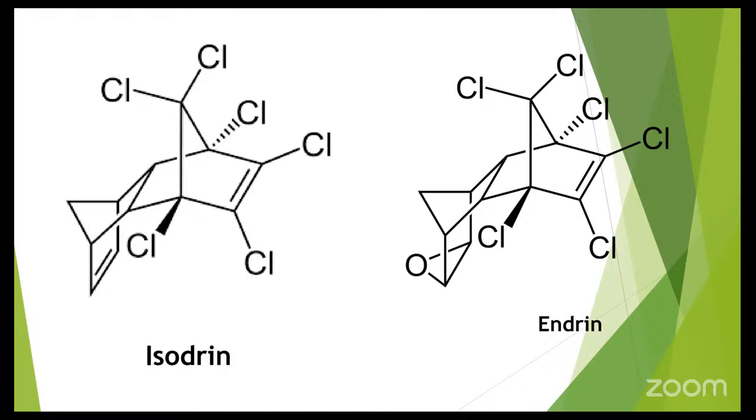Endrin is a stereoisomer of dieldrin, whereas you see isodrin is a stereoisomer of aldrin and endrin is a stereoisomer of dieldrin. It is a white crystalline chemical which is insoluble in water and highly soluble in most organic solvents. Endrin is stable to alkali but undergoes rearrangement in an acid medium to an insecticidally inactive ketone. It's highly toxic, and the acute oral LD50 for rat is 7.5 to 43 mg per kg. The acute dermal LD50 for the same animal is 5.6 to 94 mg per kg.